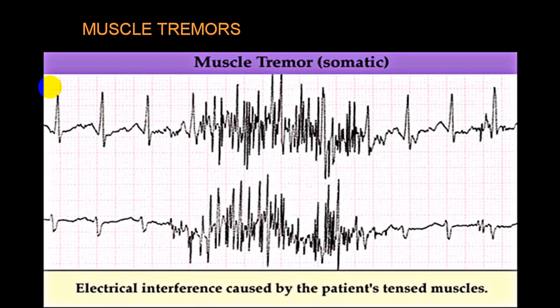What should be done? Now look at this ECG. You can see that here this is a normal QRS complex, P wave, normal QRS complex, and suddenly there is an electrical disturbance. Here also you can see the same, and there is a lot of electrical disturbance. Now this is because of muscle tremor. Such an ECG you cannot read. It will give you a wrong interpretation.